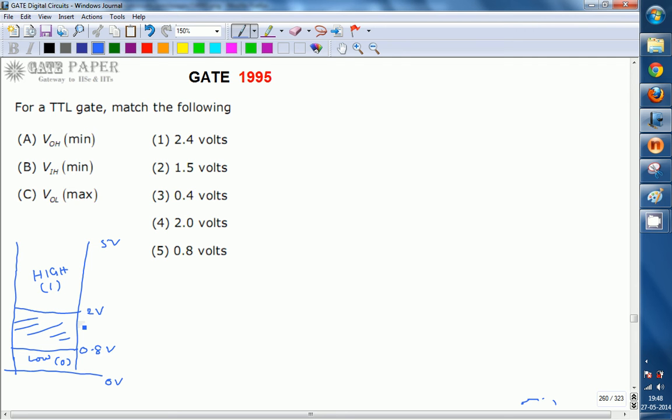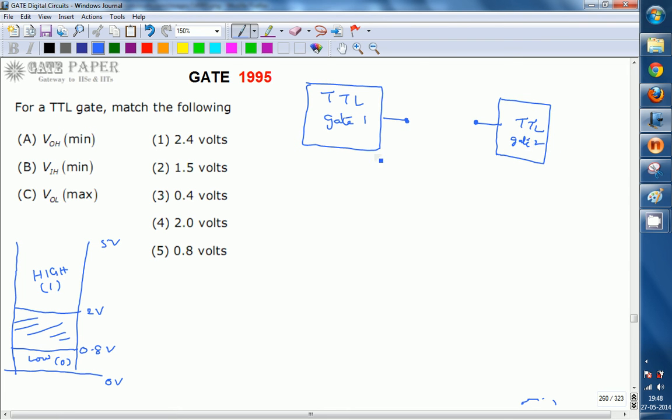How do we match VOH, VIH, VOL? First of all, we will see what is meant by VOH, VIH, VOL. Let us assume we are going with a TTL gate. This is TTL gate 1, and I am interested in connecting its output to one more TTL gate, TTL gate 2. So let us assume the output of TTL 1 acts as input for TTL gate 2.